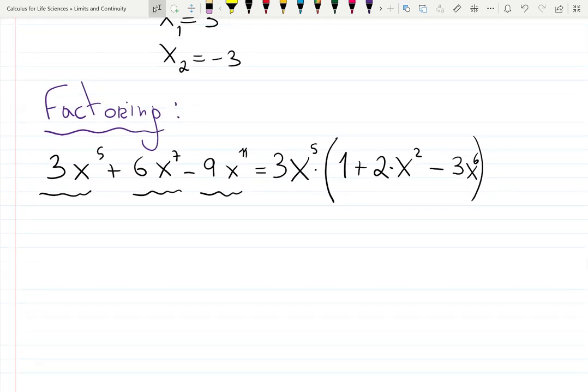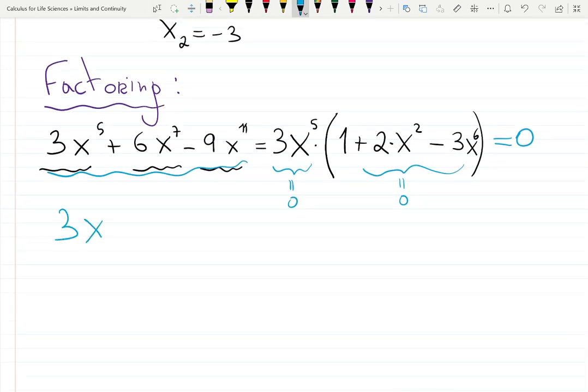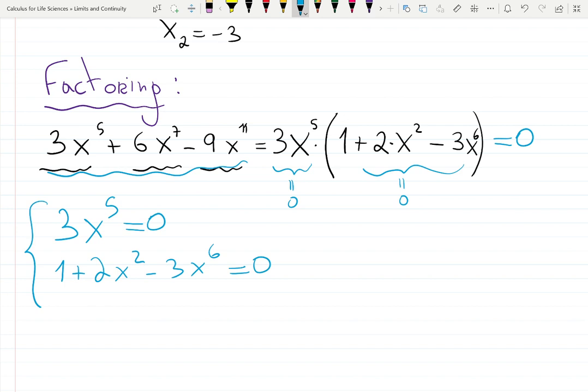And for example, you're solving this. Solving for zeros. For example, you set it equal to 0. What do you do now? The original equation would be hard to solve for 0. The factored one is easier. You take each factor and set it equal to 0, because each of them could make everything 0, or all of them. Thus, you will write down 3x to the 5 is 0. That gives you a solution right away. And 1 plus 2x squared minus 3x to the 6 equals 0 also gives you solutions. And that is a system.